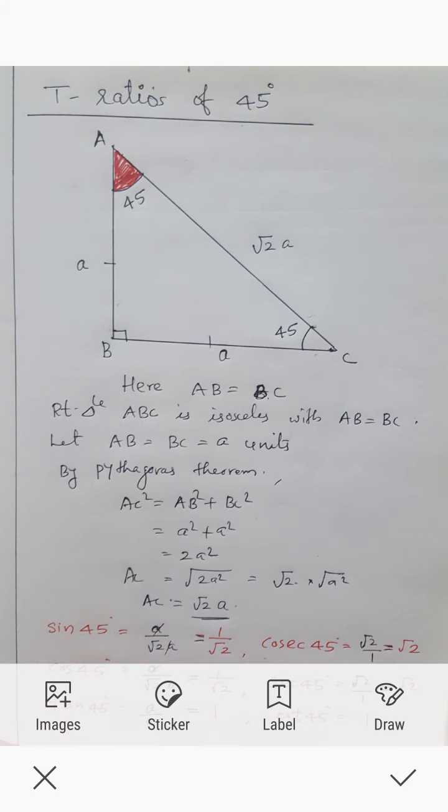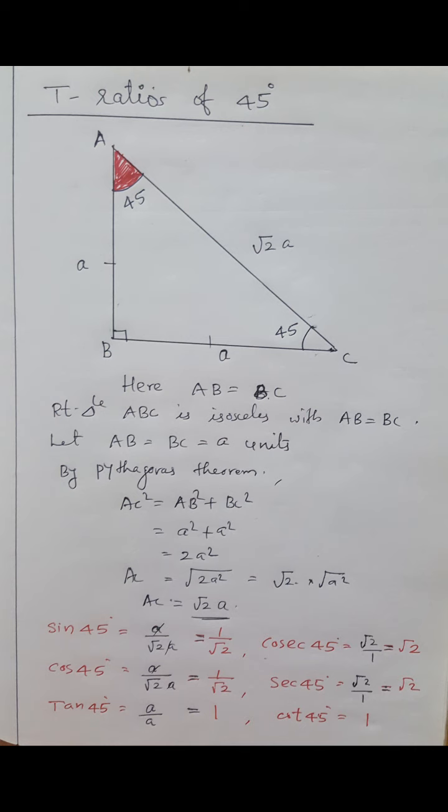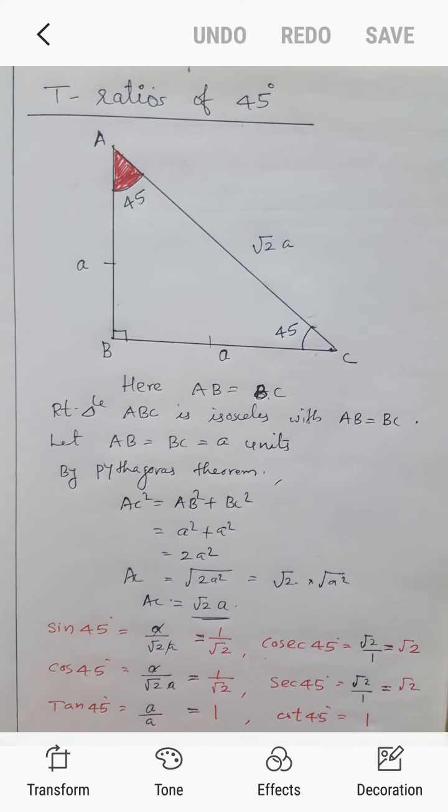Since AC equal to root 2A, we can find the trigonometric ratios of all those angles. Here angle A and angle C are 45 degree. So for finding the trigonometric ratios of 45 degree, we can either select angle A or we can select angle C. Here I have selected angle A, which is 45 degree. And sine 45. What is the sine ratio of this 45 degree? Opposite side of 45 degree divided by hypotenuse. Opposite side of 45 degree is A here, and hypotenuse is root 2A.